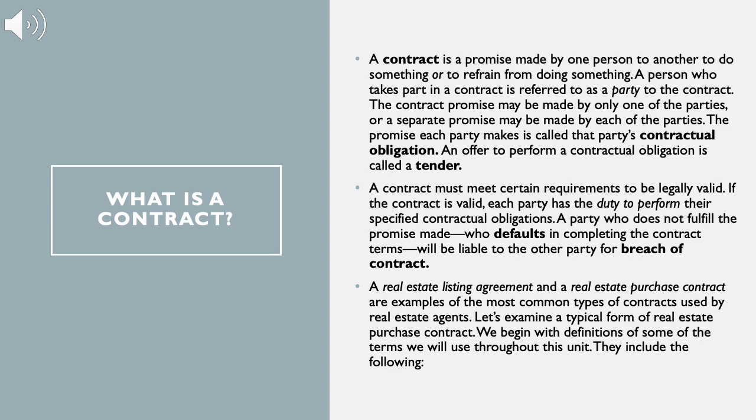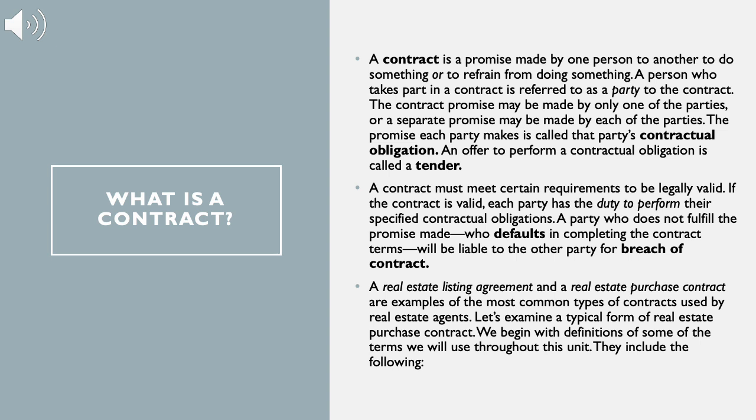A contract must meet certain requirements to be legally valid. If the contract is valid, each party has the duty to perform their specified contractual obligations. A party who does not fulfill the promise made, who defaults in completing the contract terms, will be liable to the other party for breach of contract. A real estate listing agreement and a real estate purchase contract are examples of the most common types of contracts used by real estate agents. Let's examine a typical form of real estate purchase contract. We begin with definitions of some of the terms we will use throughout this unit.